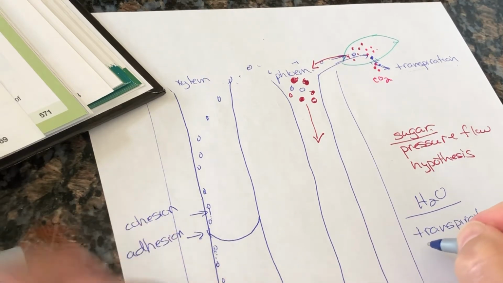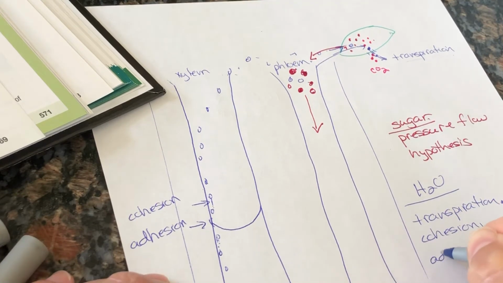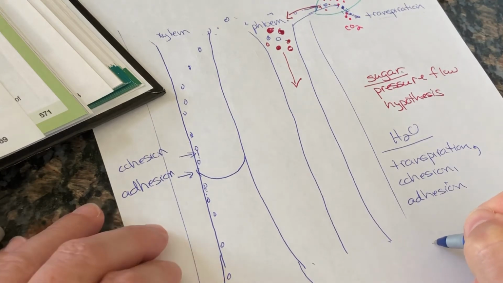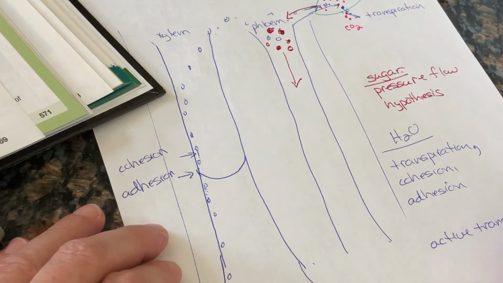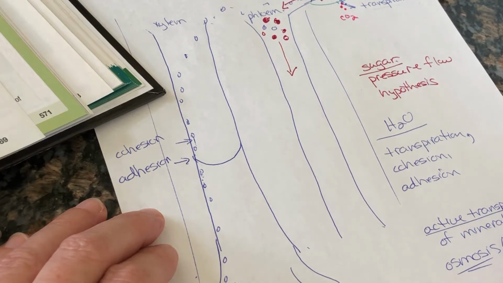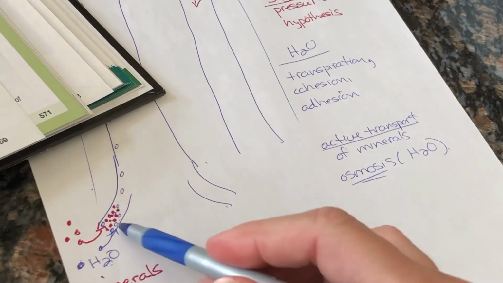Okay, it moves because of cohesion, and it moves because of adhesion. Okay, and all of that is a result of, and this is not part of that, but it's a result of the active transport of minerals. So because minerals are actively transported into the root, then we have osmosis of water. Okay, so then we get osmosis, and that moves water into the root.